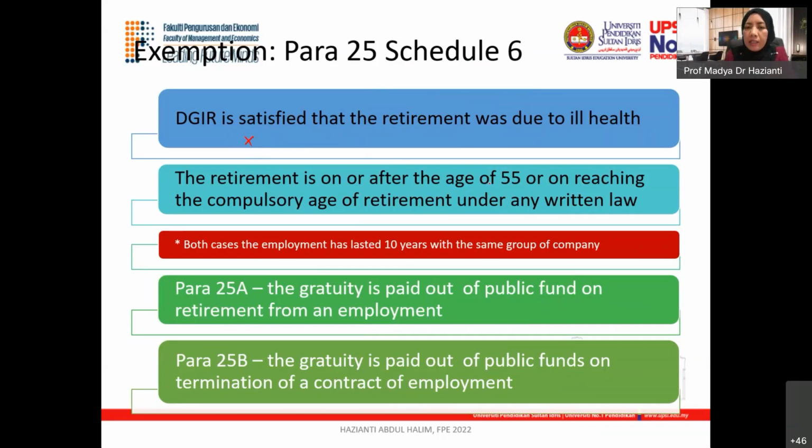Or they retire at the mandatory age 55 or 60, depending on the company, in private companies they set 60, even government has 60. So both, employment has lasted 10 years with the same group of companies. If so, they have worked more than 10 years at the same place, they retire, so they get the exemption.